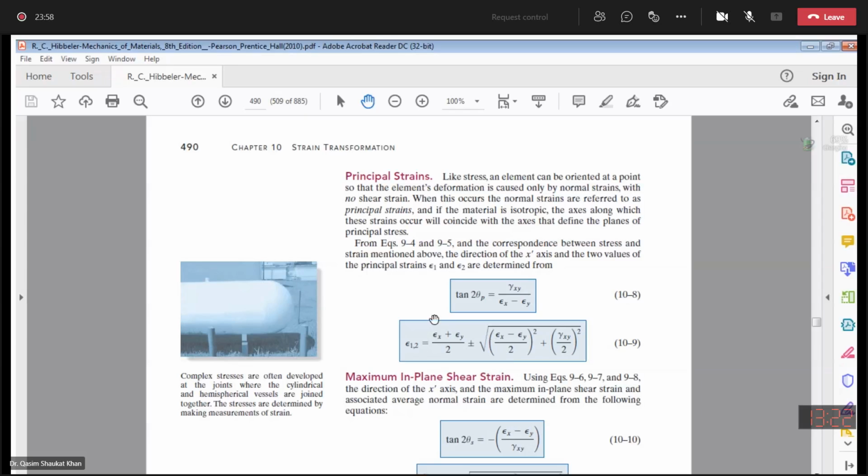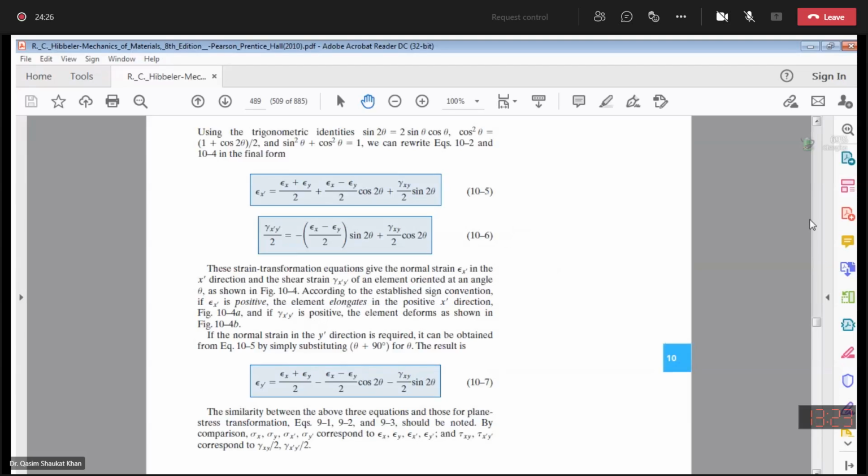Using equations 9.4 and 9.5 and the correspondence between stress and strain mentioned above, the direction of the x dash axis and the two values of the principal strains epsilon 1 and epsilon 2 are determined. It's the same as what we are saying: first you take the derivative of the equation for epsilon x dash with respect to theta, and then you equate it to 0. You will get the expression for the computation of the orientation of the principal planes.